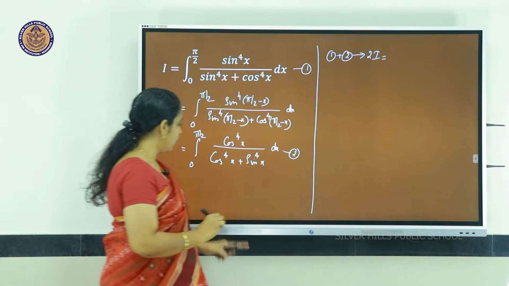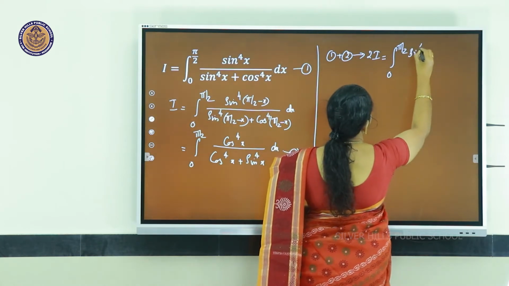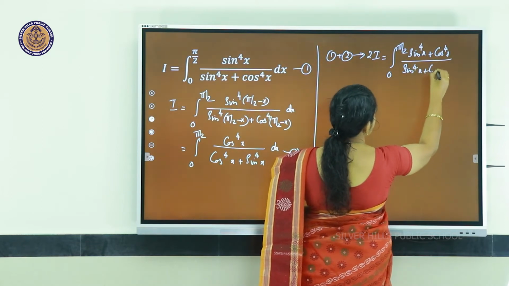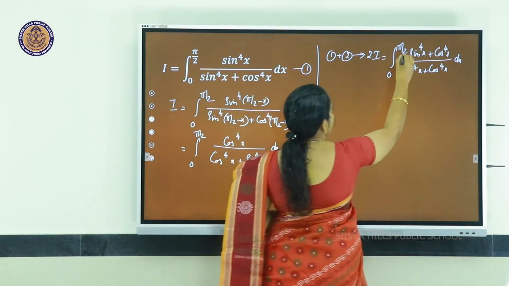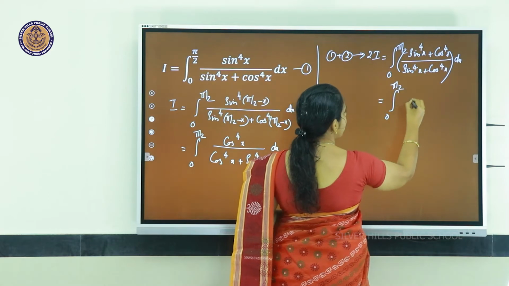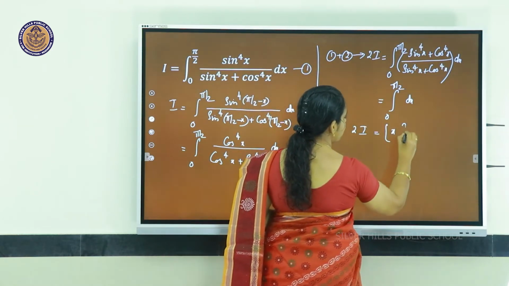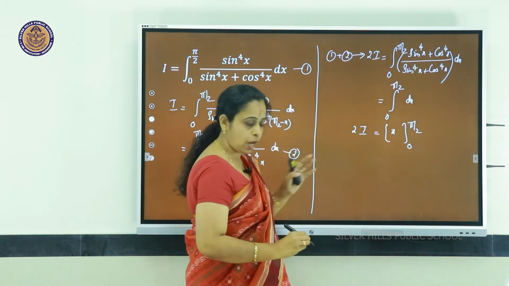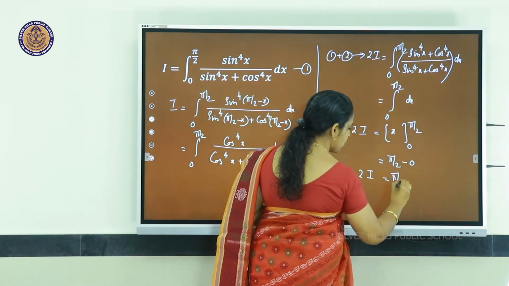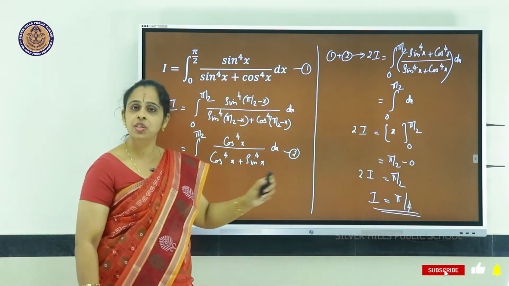2I equal to integral 0 to pi by 2, the numerator sin raised to 4 x plus cos raised to 4 x divided by the common denominator sin raised to 4 x plus cos raised to 4 x dx. Now, the integrand is 1. So, equal to integral 0 to pi by 2 dx. Both got cancelled. So, 2I equal to x upon the limits 0 to pi by 2. Giving upper limit, pi by 2 minus 0, 2I becomes pi by 2, or value of I will become pi divided by 4. So, applying the property, look how the integration became easier.